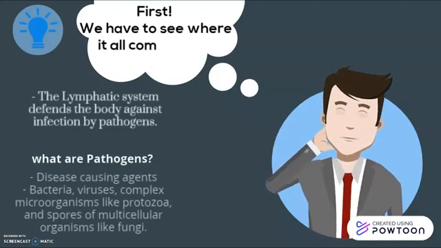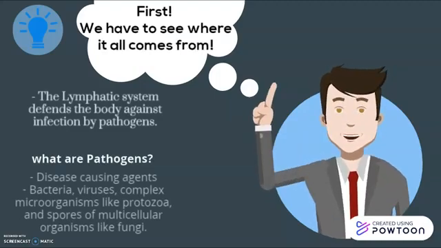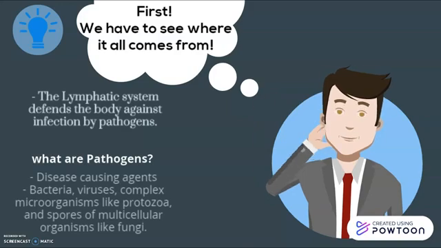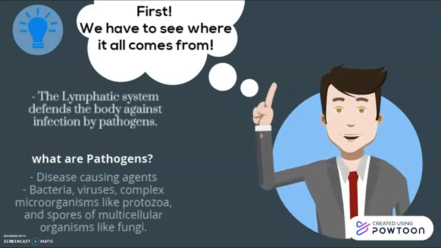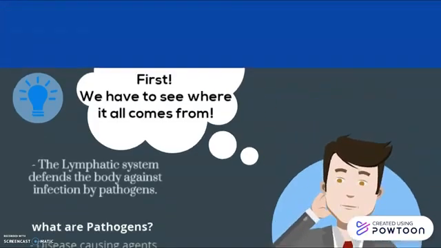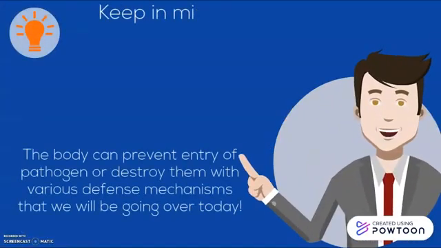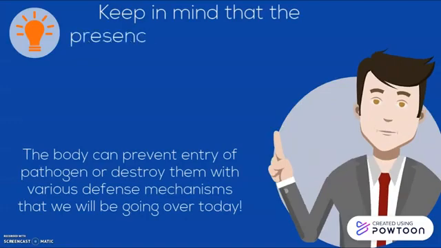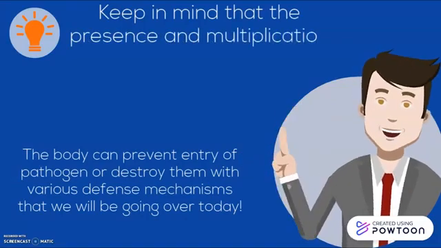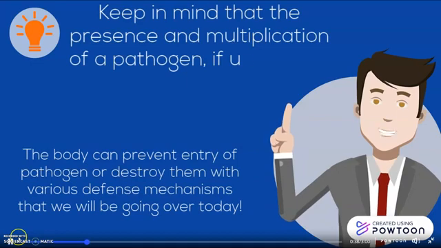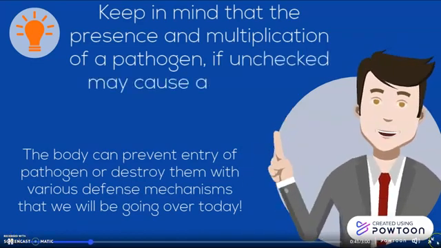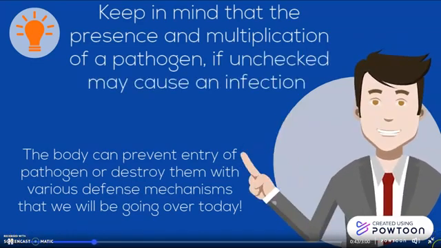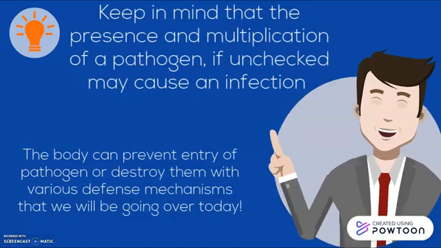The lymphatic system defends the body against infection by pathogens. Now, what are pathogens? Pathogens are disease-causing agents like bacteria, viruses, and complex organisms like protozoa. You also have to keep in mind that the presence and multiplication of a pathogen, if unchecked, may cause an infection. Yes, the body can prevent the entry of pathogens or destroy them with various defense mechanisms that we'll be going over today.